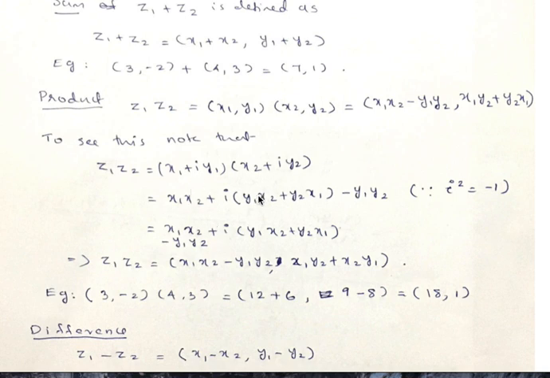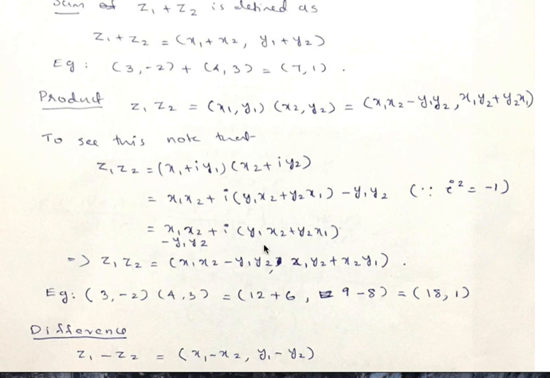If you multiply, distribute, using distributive laws, you'll be getting x1 x2, then i times y1 x2, and again i times y2 x1, and you'll be getting the last term as i square times y1 y2, but i square is minus 1, so you'll be having the last term as minus y1 y2. Now collect all the real terms and collect the imaginary terms.